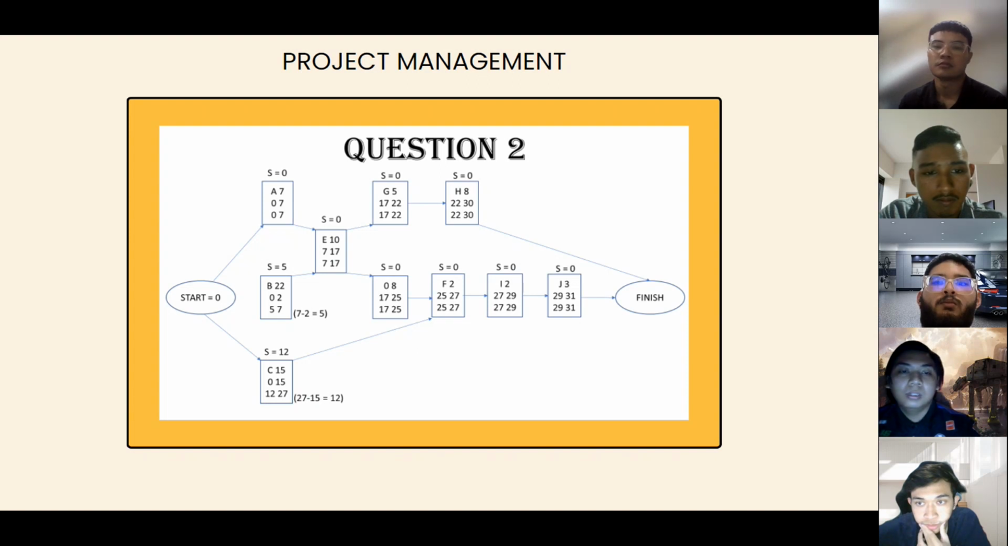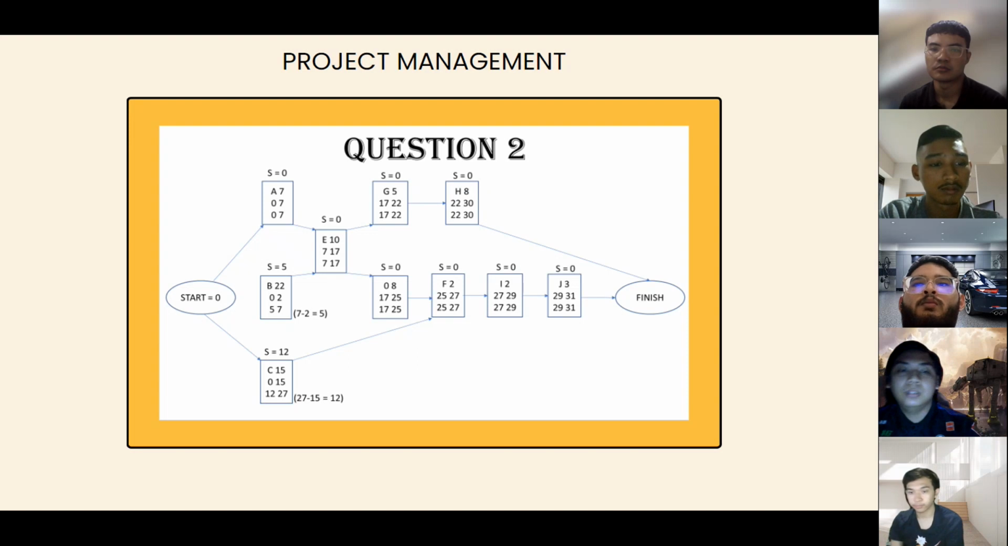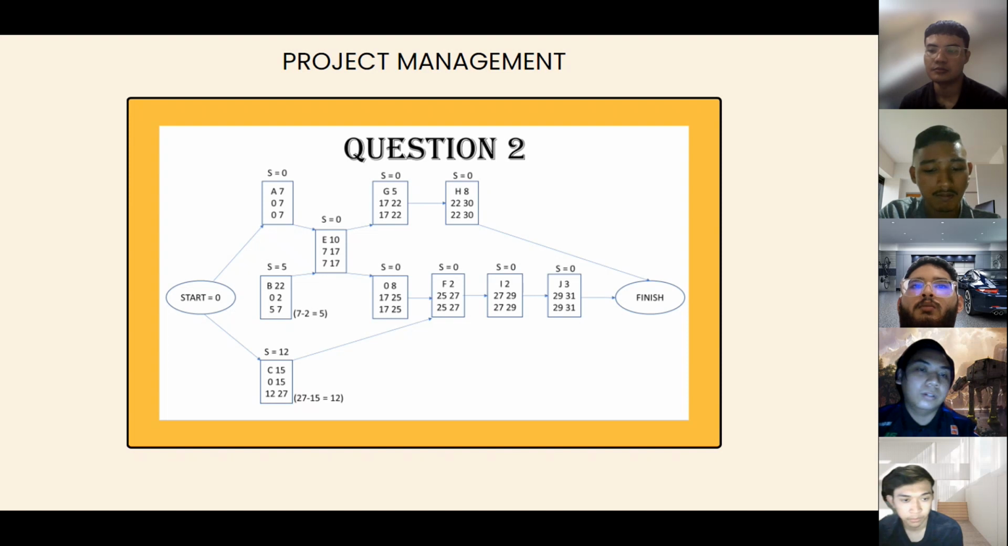And it can go either way, from O box or C box. So first we are going to go for O box. From 25 minus 8, you are going to get 17. And 17 minus 10 on E box, you are going to get 7. And that 7 is going to minus 2, and on B box you are going to get the S equal 5.